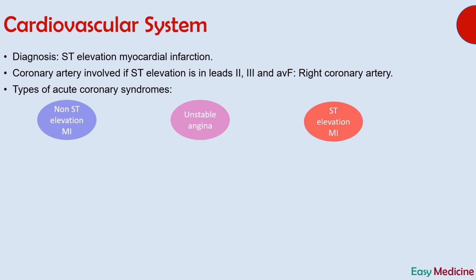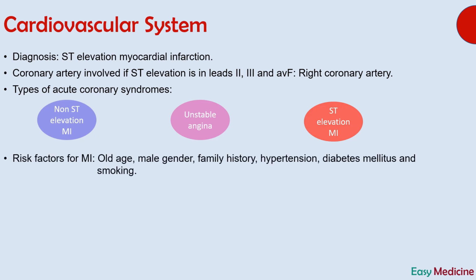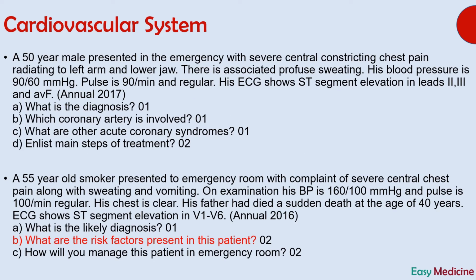A question in the second scenario asked about risk factors for myocardial infarction, and they include old age, male gender, family history, hypertension, diabetes mellitus, and smoking. Since the question asked which risk factors are present in the patient described in the scenario, let's discuss the risk factors present in the scenario. These include old age, smoking history, hypertension, and family history of sudden death.